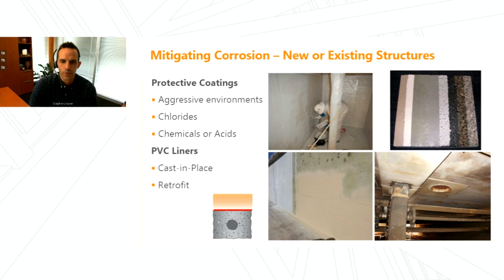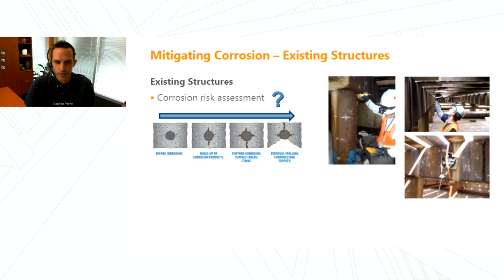So those can be used on both new and existing structures, but when we think about existing structures, what we really want to do first is figure out, like Terry said with cracking, we want to know why. On corrosion, we want to do an assessment to figure out where we are in this stage of corrosion, because even within one structure, there might be multiple areas and multiple exposure conditions like we talked about before. We want to get a good feel for where we're at in this process.